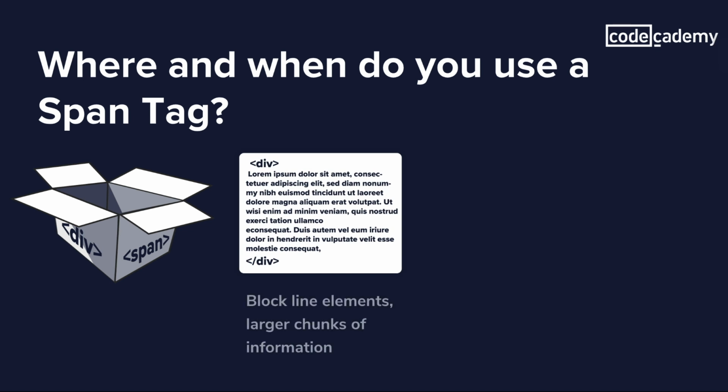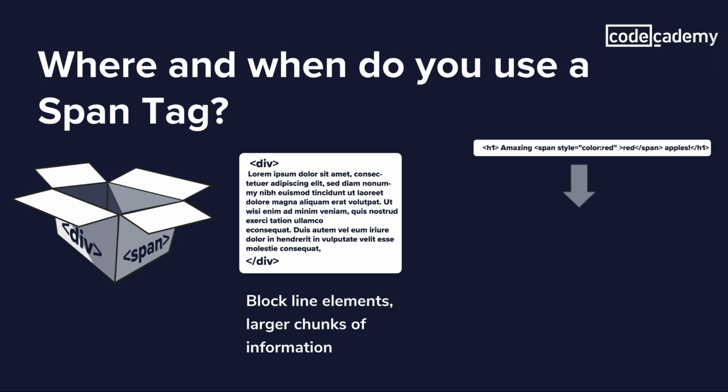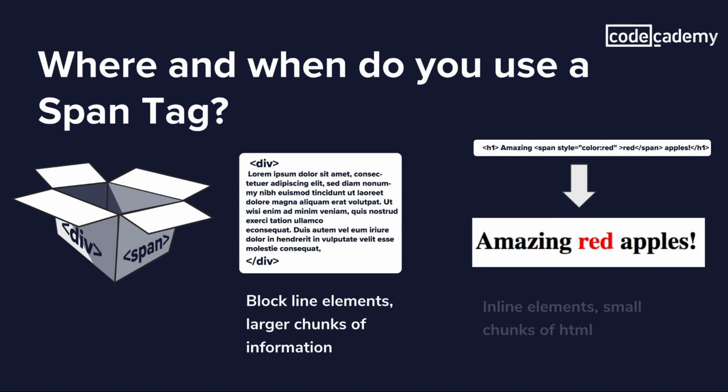Our div tags are used for block line elements. When we think of this, our block line elements have a line break before and after them, usually. Our div tags are used to group larger chunks of information, chunks of code. A span tag is an inline element, and it's used for a small piece, a small chunk of HTML inside a line, inside a paragraph.